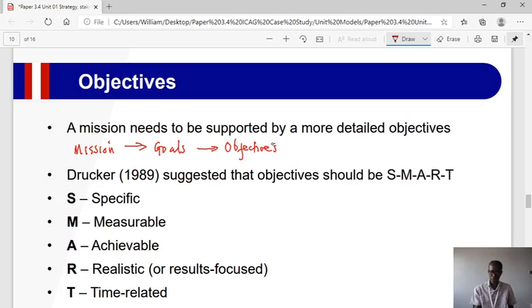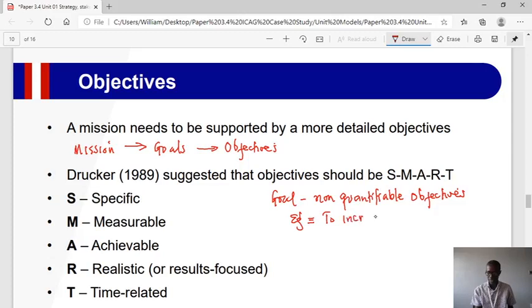Very simple. Goals are non-quantifiable objectives. Example, your goal could be to increase market share. To increase your market share or to increase your profit is a goal because it hasn't been quantified.